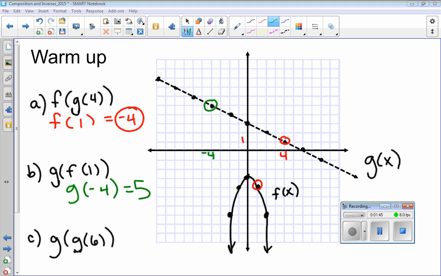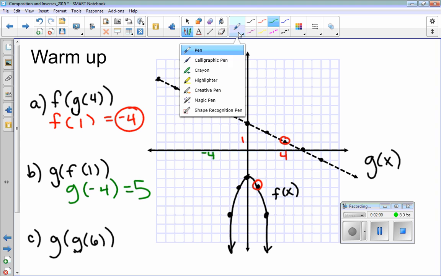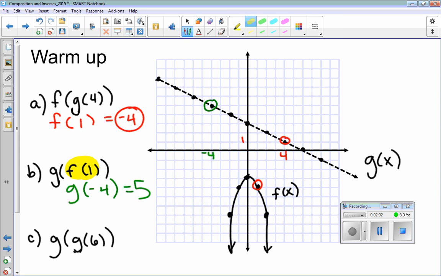Okay? You just plug one, and then you plug that answer into the other. That's really all it is. That's what composition is. Finding one value and plugging it into the other and finding the other value. Because that's F of 1. This value right here, we just found it to be -4. I just replaced it with -4. We already did that.